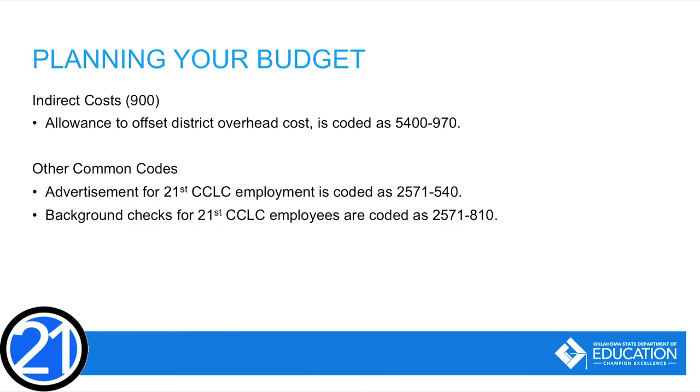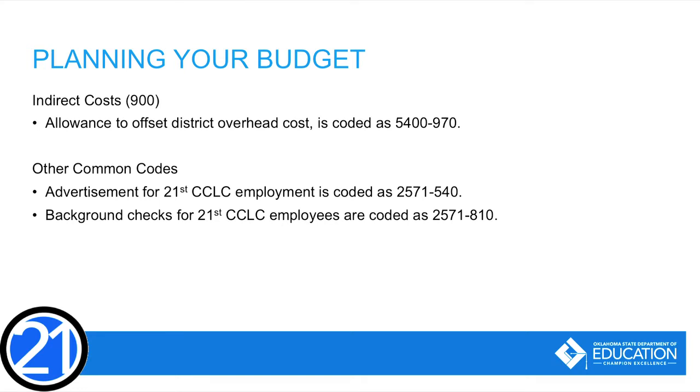School districts or organizations may choose to take indirect costs. Indirect costs are coded as 5,400-970 and may cover costs already calculated and within your budget. If your program chooses to take indirect costs, the system will automatically not allow you to go over the set amount your program may take.